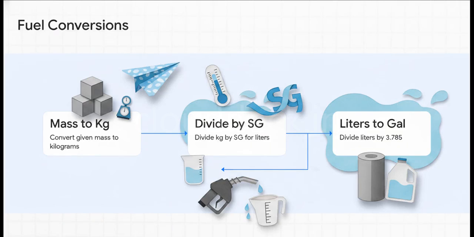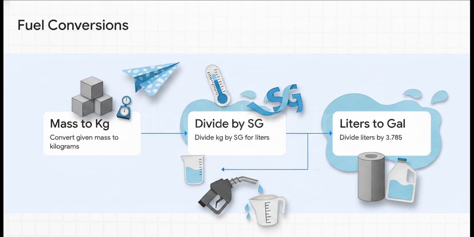Here's another heavy calculation you'll definitely face. Converting fuel from mass to volume. Fuel density changes with temperature, so we use specific gravity, or SG. Always remember this exact workflow for the exam. Step 1, convert your given mass into kilograms. Step 2, divide those kilograms by the specific gravity to get your volume in liters. Step 3, if the question asks for US gallons, you just divide those liters by 3.785.